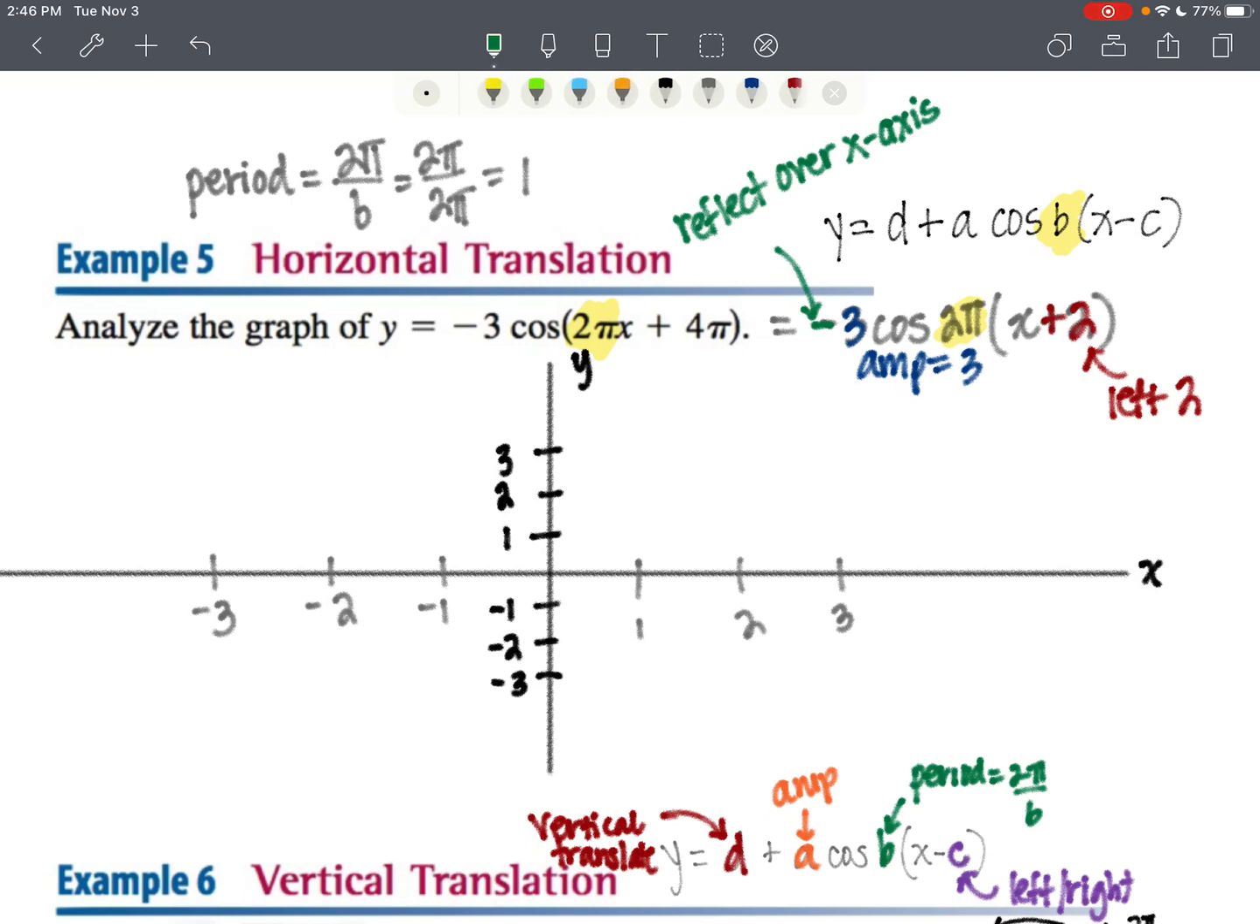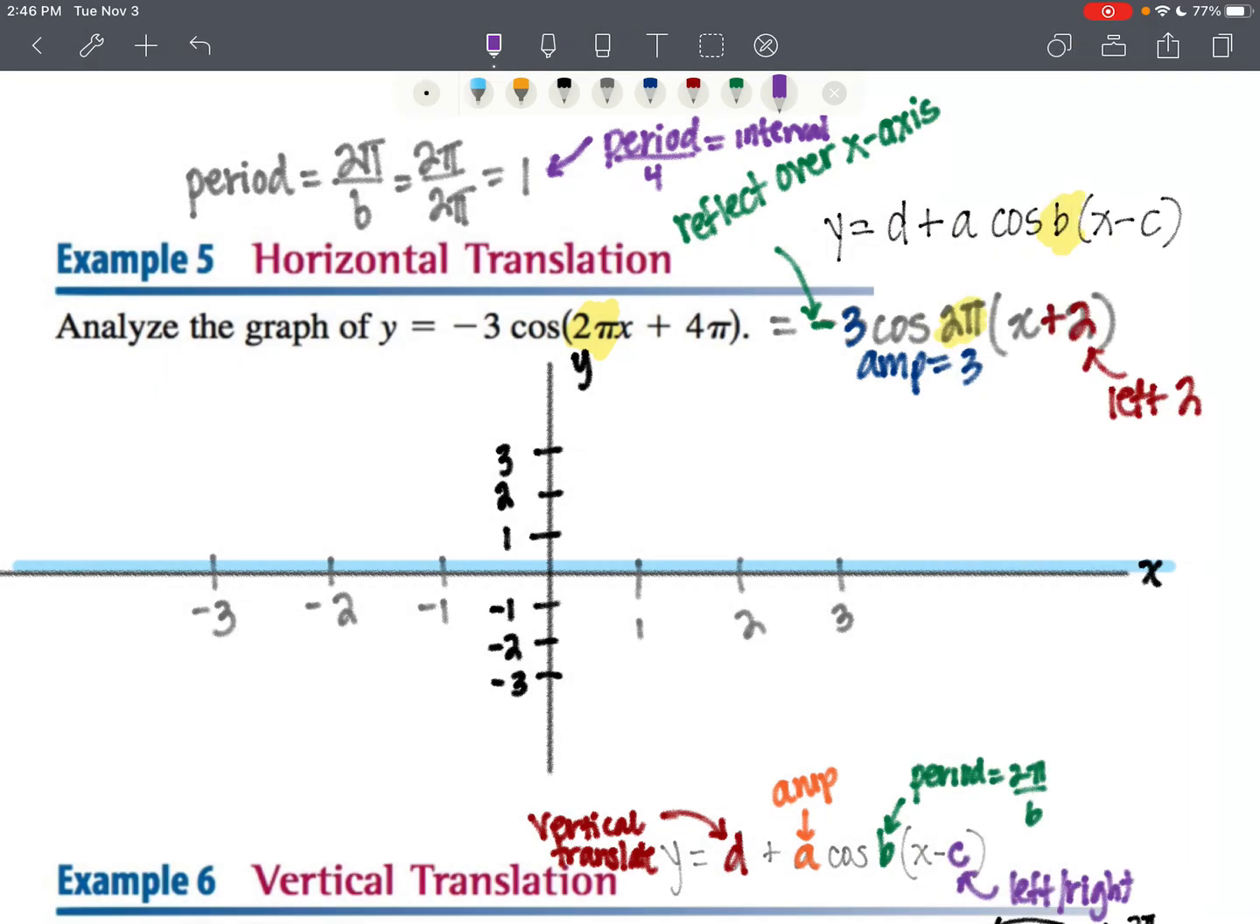So we're going to first start by highlighting our midline. The midline is at y equals 0. The period is 1. We're going to take this period and we're going to divide it by 4 to get our interval lengths. So 1 divided by 4. There we go. So our interval lengths are 1 divided by 4.